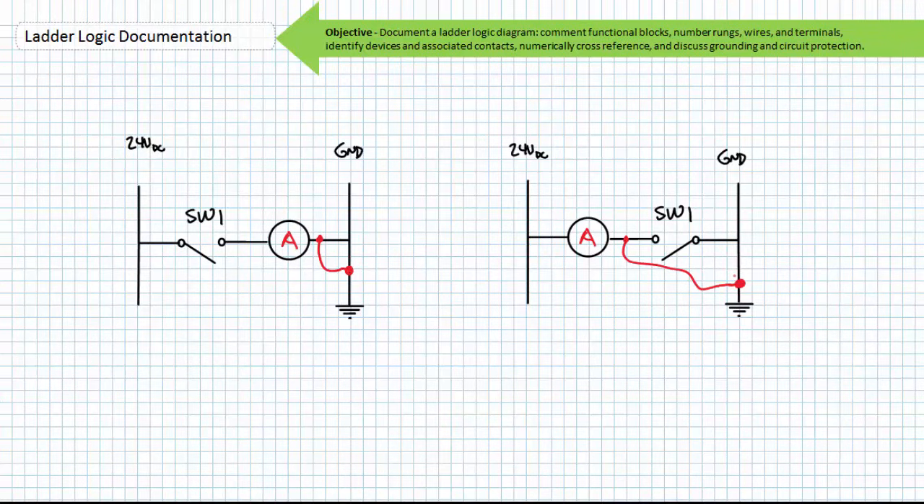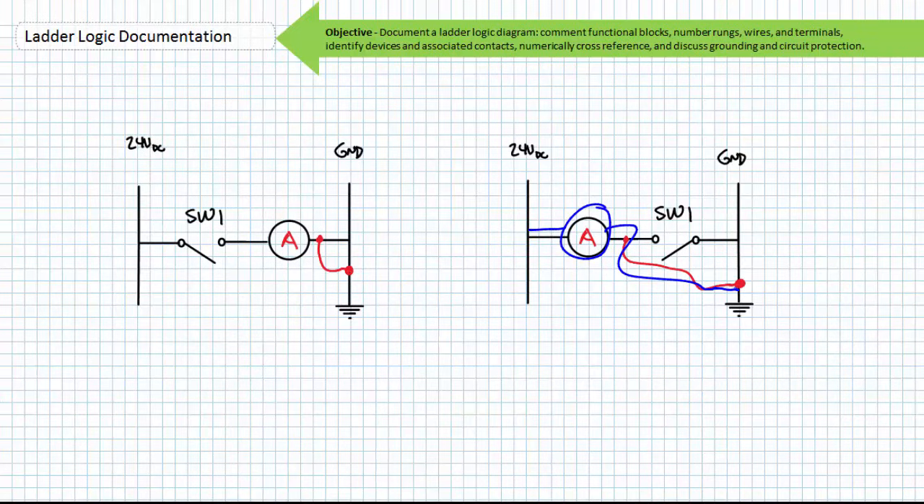Now consider the same errant connection to ground in a low side switching arrangement. In this case, the A coil has a path to ground in parallel to the open switch. Coil A energizes despite the switch being open. Low side switching allows an errant path to ground to unexpectedly cause a fluid power actuator to move or to start a motor.